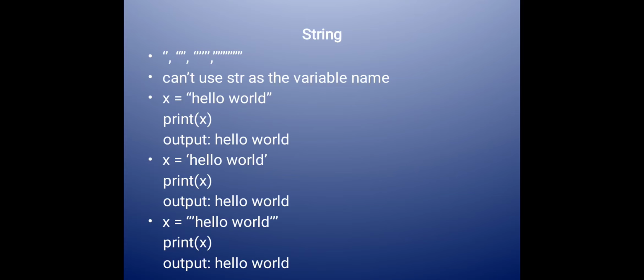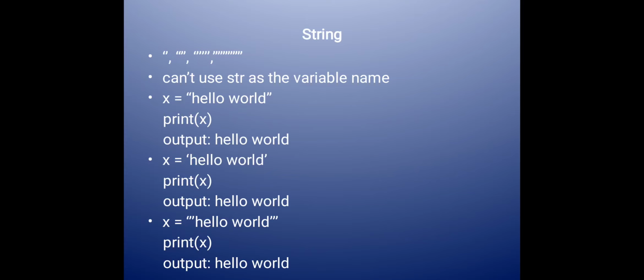Okay, and the concatenation of two strings and repetition are all possible, but we will come to that later. The triple quotes are used to represent multiple lines. And also we can't use str as a variable name, because str is a keyword in Python.